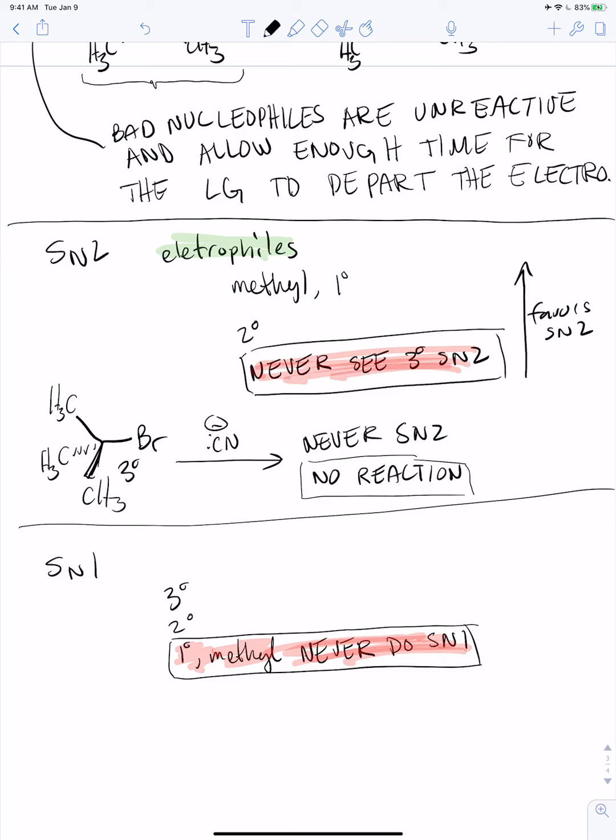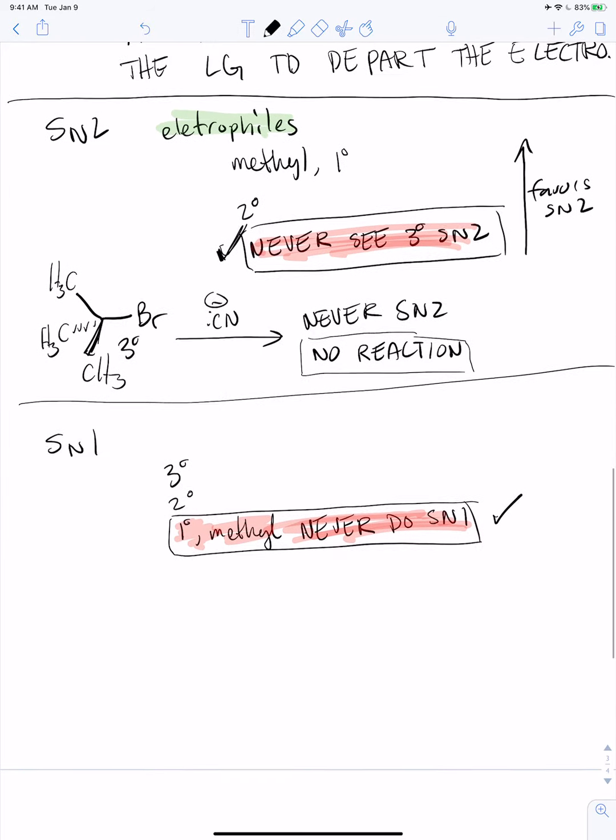Okay? And so if you're just looking at a reaction and it actually goes, let's say that there is an actual reaction that happens, and you're trying to decide between SN2 and SN1, if it's primary or methyl, it has to be SN2 because that never happens for SN1. And if it's tertiary, then it's not going to be SN2, it's definitely going to be SN1.